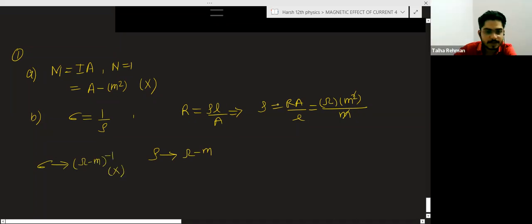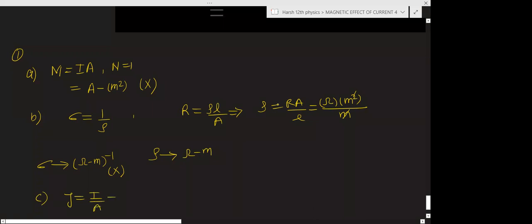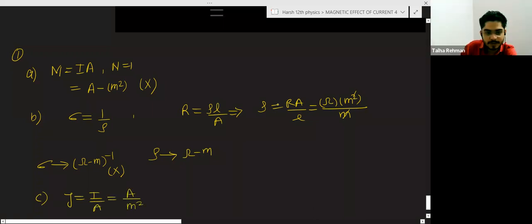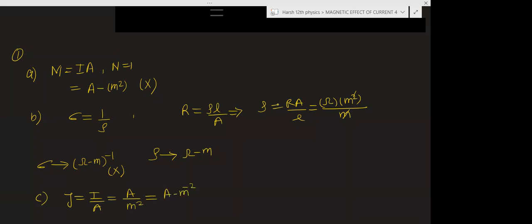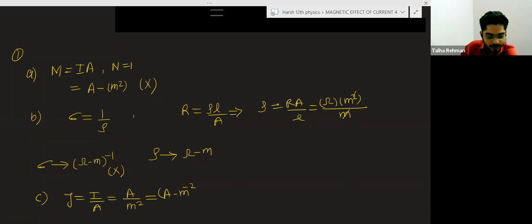Option number third, current density is given. Current density is J, and that is current divided by area. The unit of current is ampere, the unit of area is meter square, so it will be ampere meter square to the power -2. They are asking for -2. So this option is correct.